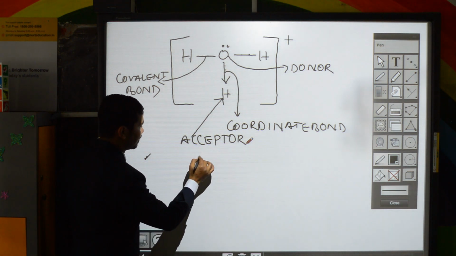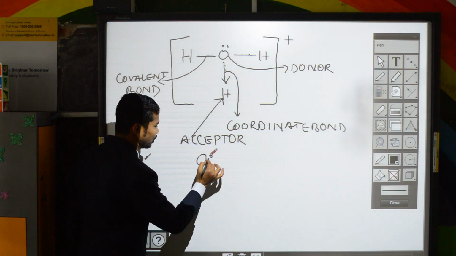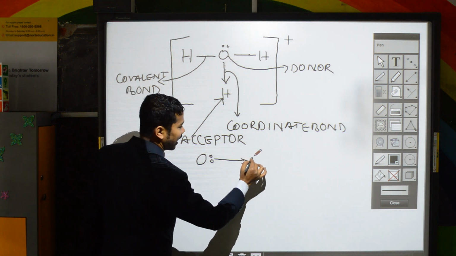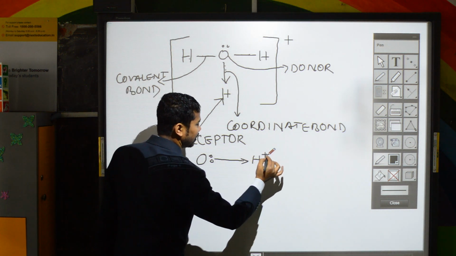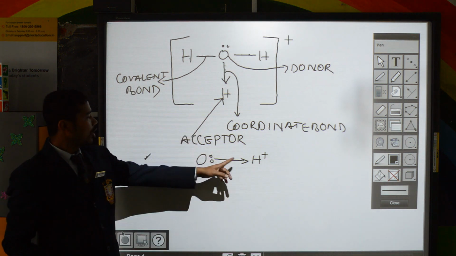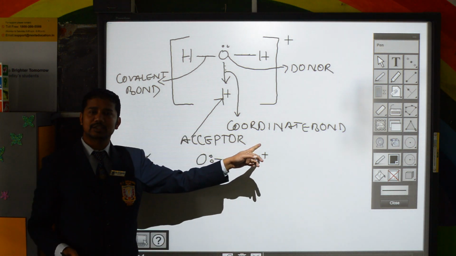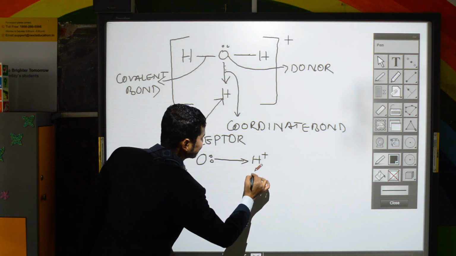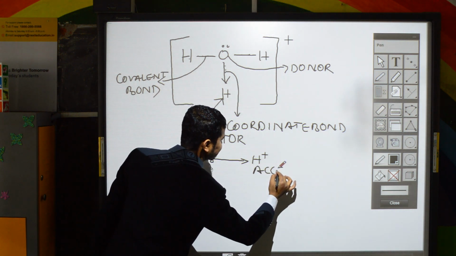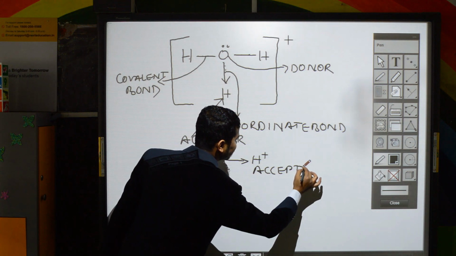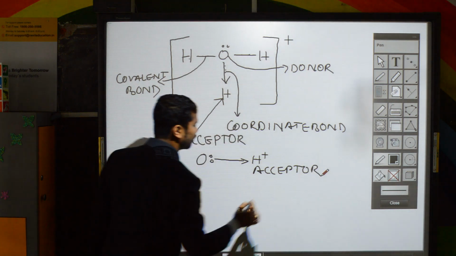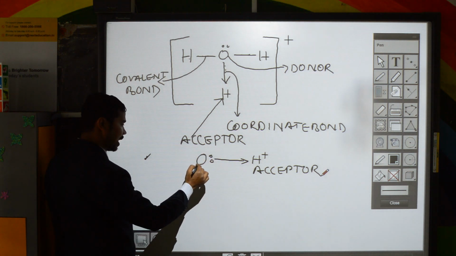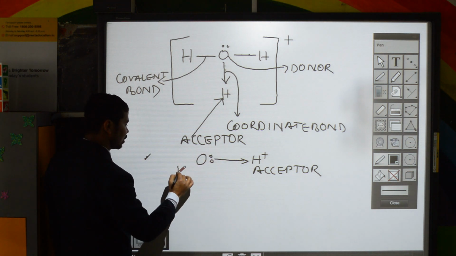So here we can make it, oxygen has a lone pair of electrons which it is sharing with hydrogen ion. So in this way, hydrogen is completing its duplet, and hydrogen here can be said as acceptor because it is accepting only. It has no contribution for the formation of bond. Simply it is sharing the pair of electrons, and oxygen is called donor.